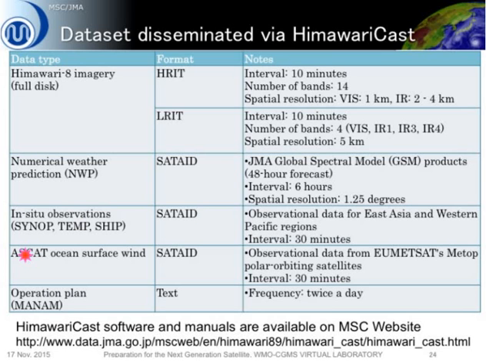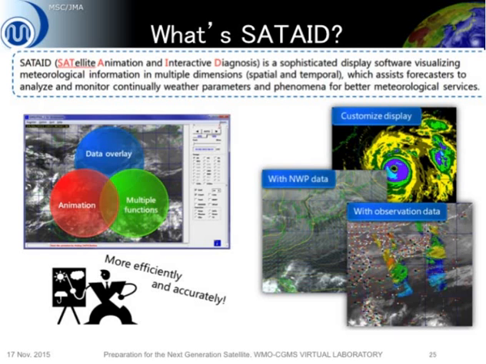In addition to those observation data, Himawari 8 operational, those multiple data for their meteorological analysis. And JMA prepared so-called SAT software so that users can take advantage of those multiple data. SAT is a sophisticated display software visualizing meteorological information in multiple dimensions, and which assists forecasters to analyze and monitor weather parameters and phenomena for better meteorological services. And to tell the truth, this is a quotation from SAT manual, but I strongly believe it.